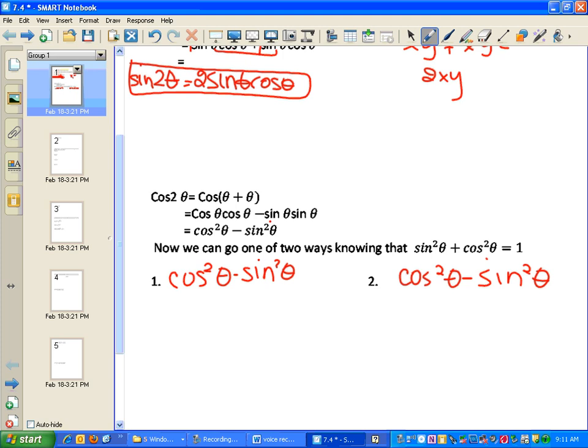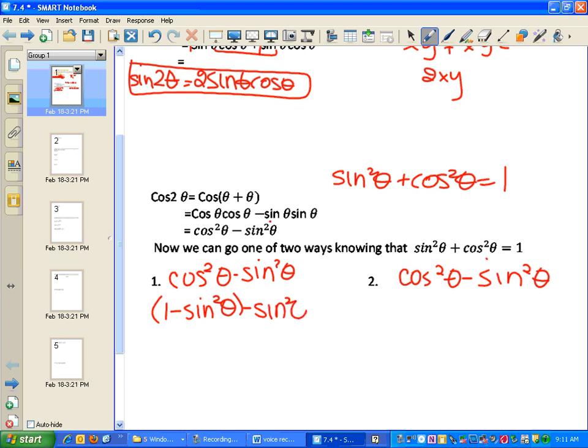I know by my Pythagorean identity that the sine squared of theta plus the cosine squared of theta is equal to 1. Would you agree? So we can do a substitution. Instead of cosine squared, I can write 1 minus sine squared. Correct? Which then leaves me with 1 minus 2 sine squared theta. Right? Because a negative sine squared and a negative sine squared is a negative 2 sine squared. Correct? So there's one form of my double angle for the cosine of 2 theta.